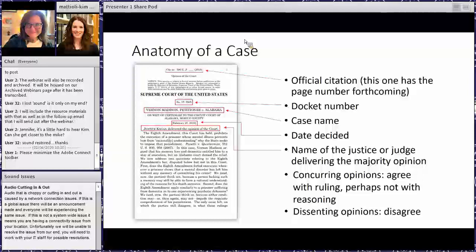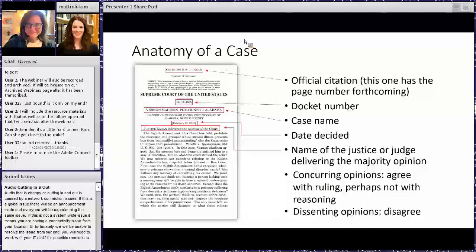Then you'll come to some basic information, like the name of the case and the date the case was decided, and then finally you'll come to the actual text of the opinion. The judge or justice who wrote the majority opinion, which is the first opinion that you'll come to in a case, will be named up at the top. In this case, it's Justice Kagan. And then you will have the text of the majority opinion.